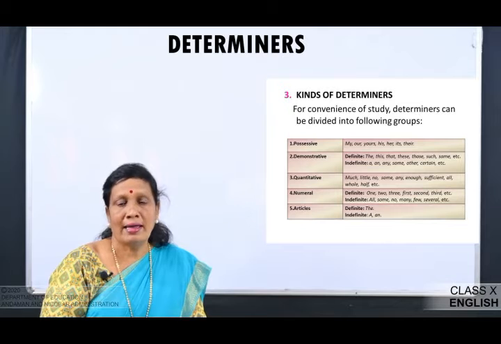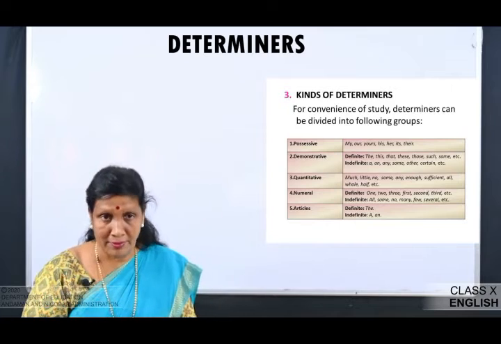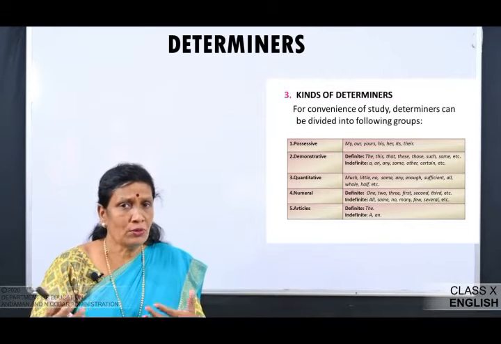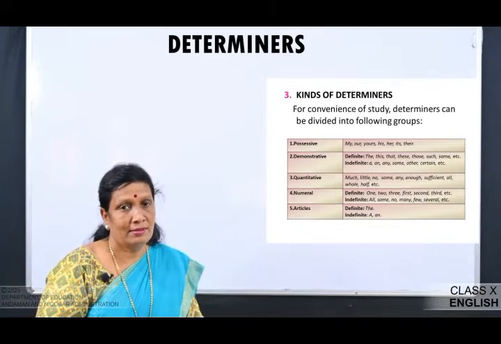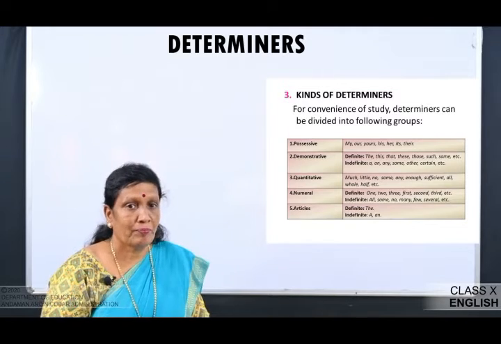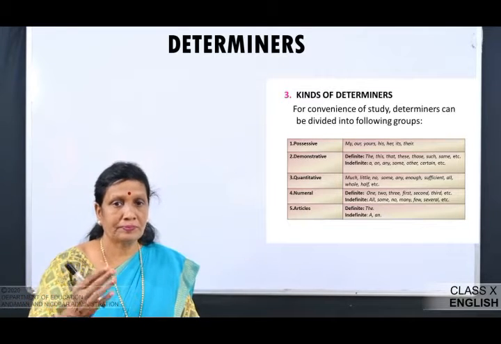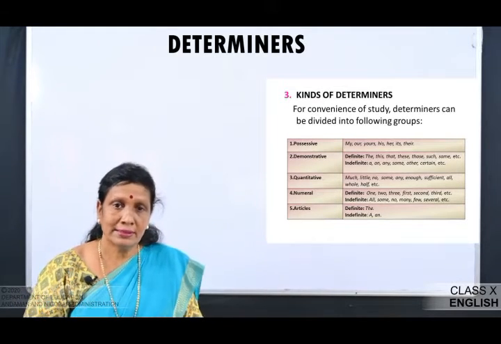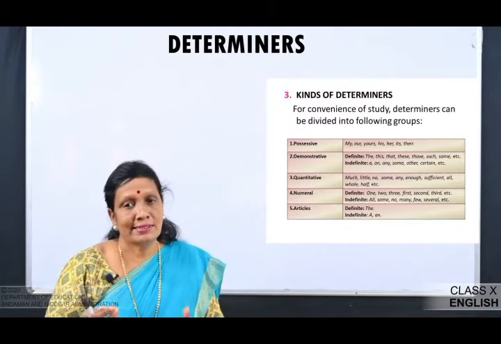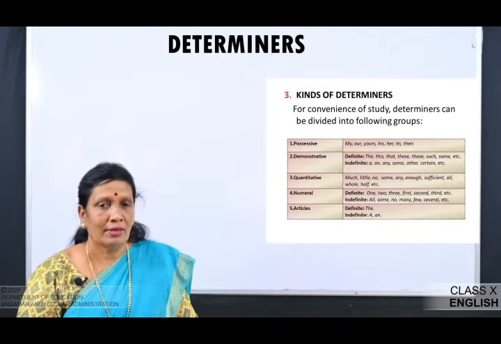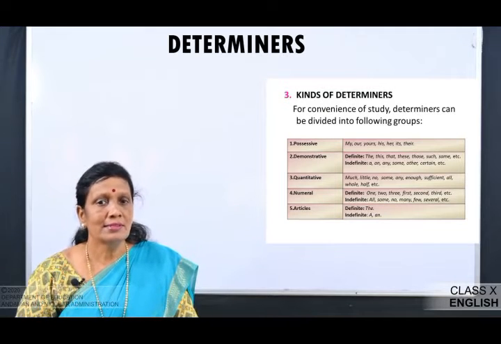Possessives: my, our, your, his, her, its, their. As I told you, it talks about something that belongs to somebody. Now, demonstratives. We have the definite and the indefinite. Definite: the, this, that, these, those, such, same, etc. Now, indefinite: a, an, any, some, other, certain, etc.